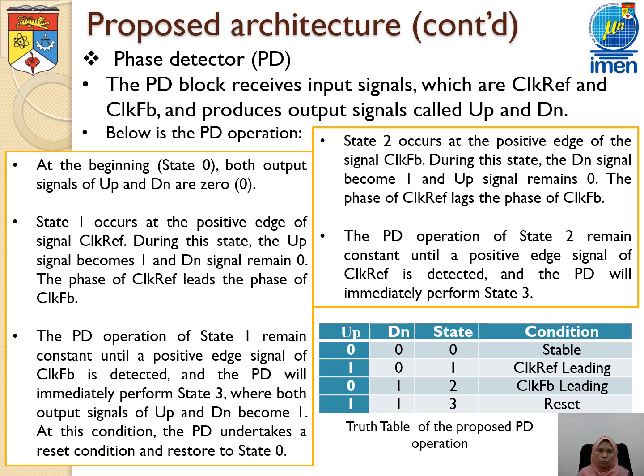State 2 occurs at the positive edge of the clock feedback, and during this state, the down output will be 1 and the up output will be 0. Here during this stage, the clock feedback leads the clock reference in terms of phase, and the PD will remain in state 2 until a positive edge of the clock reference is detected, and the PD will immediately go to state 3.